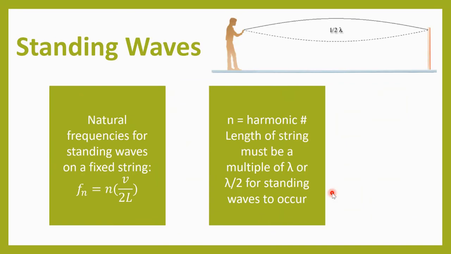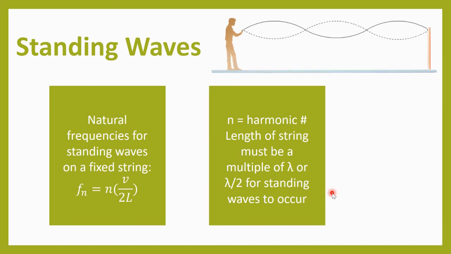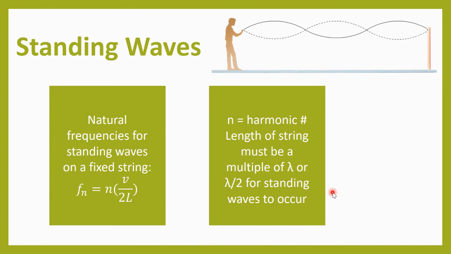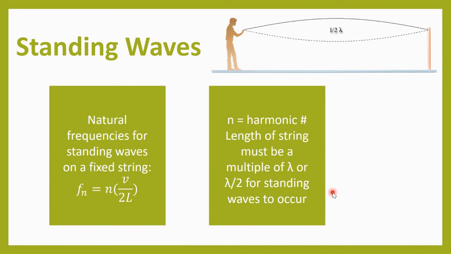So standing waves, lastly, they occur at natural frequencies that are equal to this equation here for a wave on a fixed string. So f_n equals n times v over 2 times L. So n there is our harmonic number. So if you wanted the first harmonic, n would just be 1. V is the speed of the wave on the string. Earlier in the unit, we did get an equation for the speed of a wave on a string specifically. If you remember, it involved tension, mass, and length. And then L obviously is length.